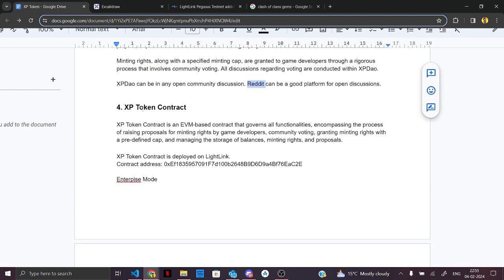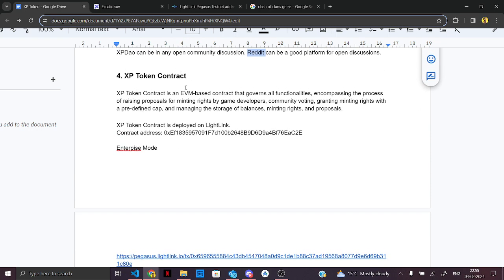The other thing is the XP token contract. This is where we have written the code. This is a contract where there are functionalities like raising proposals for minting rights by game developers, community voting, granting minting rights with a predefined cap, and managing storage. You see a lot of new terms here. You have to make sure that you understand these terms, they are very important. Raising proposals for minting rights is the first thing which you need to understand.